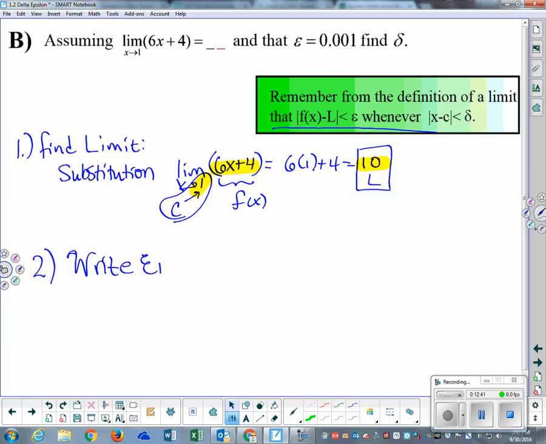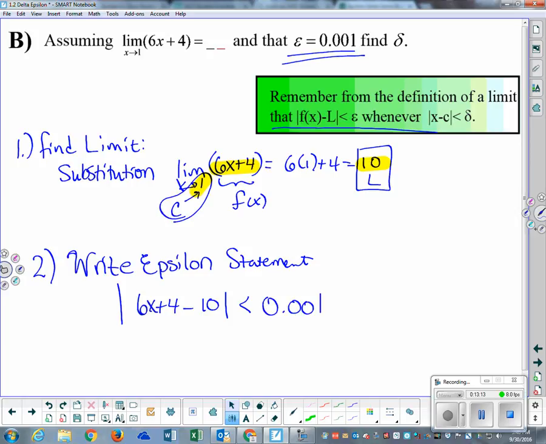You can see we kind of start with what we want to have as an outcome, and then that'll lead us to what we need for an input. Write the epsilon statement. Okay, so absolute value of the function minus the limit has to be less than epsilon, which they defined up here as, we want to be really, really close, 0.001.